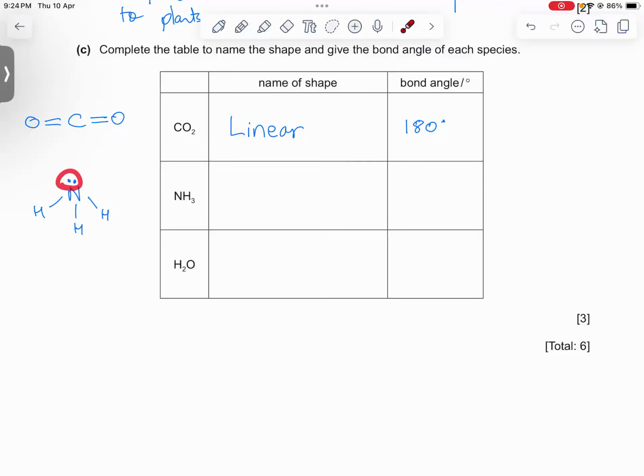Because it contains a lone pair, the trigonal shape is disrupted. So this is called a pyramidal shape, and the bond angles of the pyramidal shape are 107 degrees.